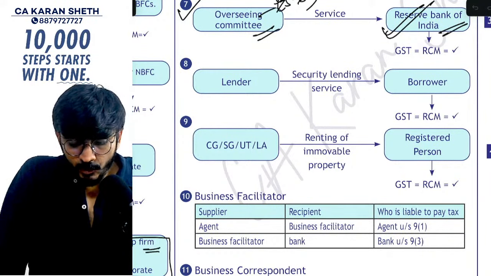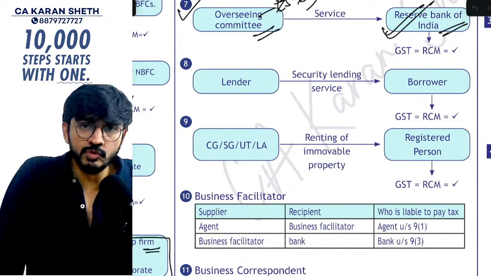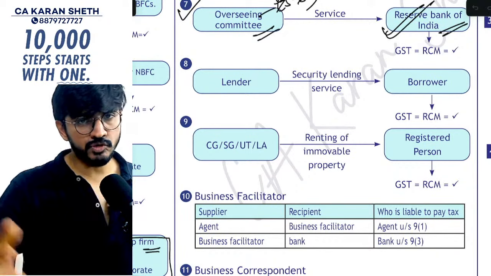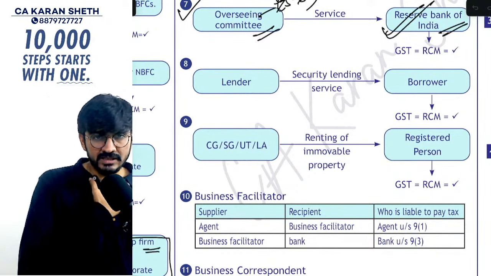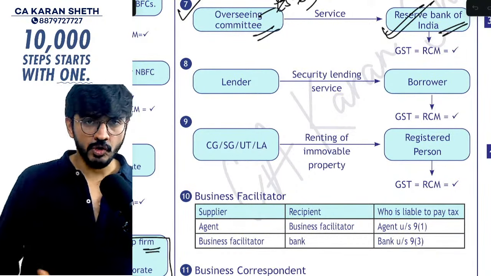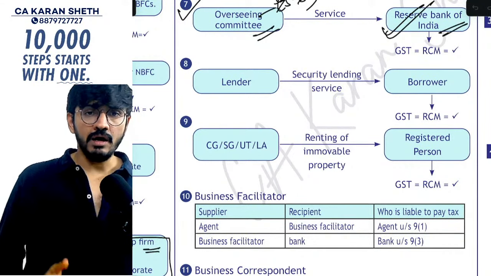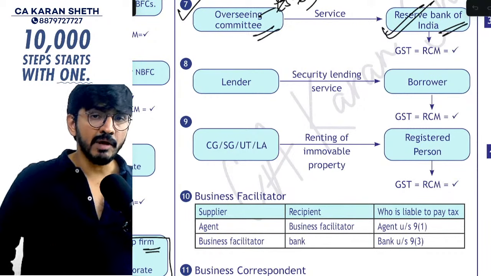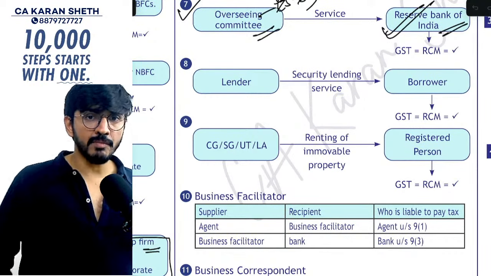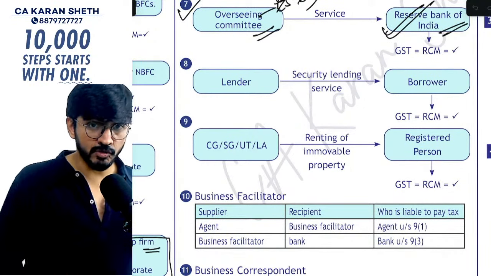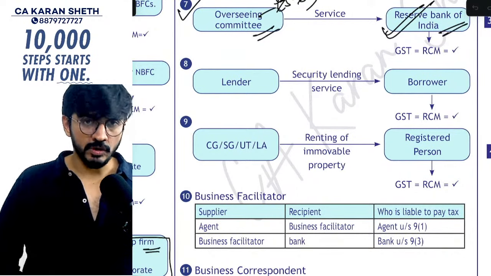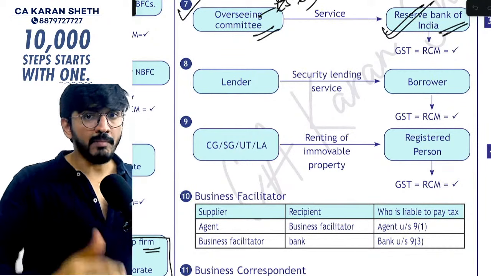Next is lender providing security lending service to borrower, right? In case you want to do short selling, since you are already aware about SFM, you know what short selling is. It is very simple. If I think that Adani, and I already have the Hindenburg report, I know Adani Enterprises is going from 100 to 500 in 2 days. So what will I do? I will short sell. I will sell the stock and buy it later.